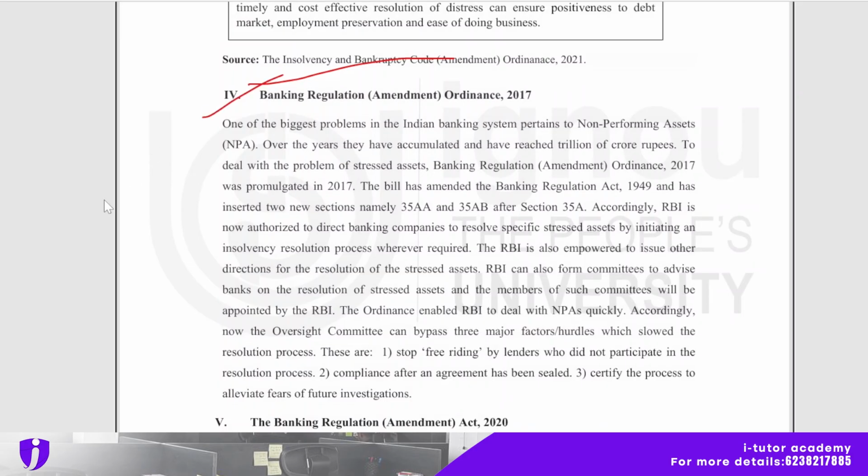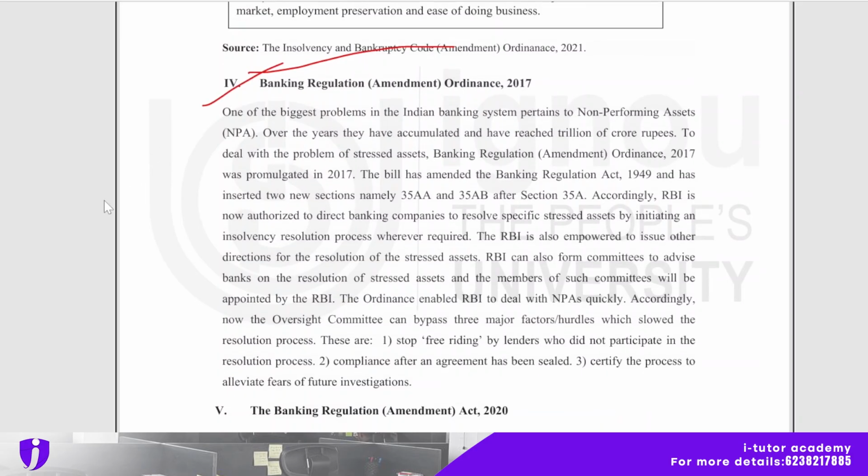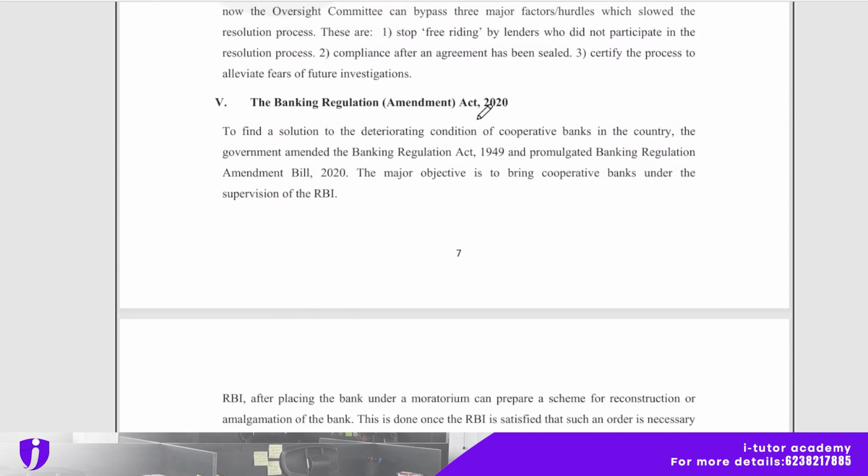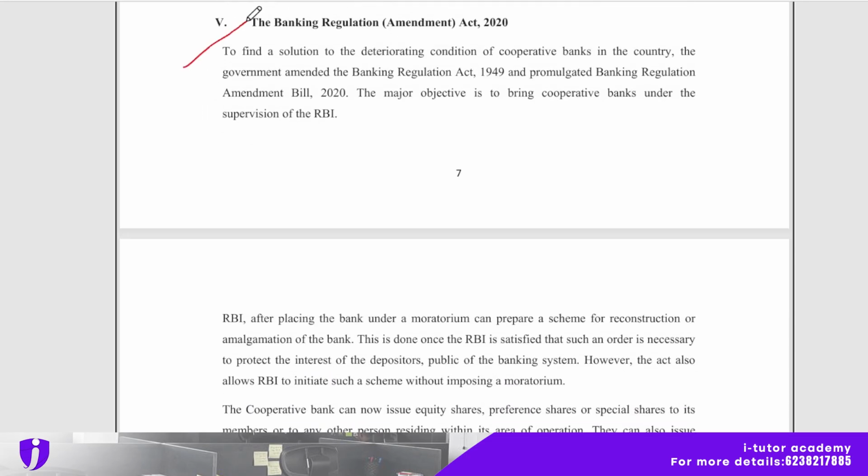Next is Banking Regulation Amendment Ordinance 2017. And you just go through your IGNOU material also, because you just study this for your knowledge, and based on this you can frame your answer also. Okay. And the Banking Regulation Amendment Act 2020.